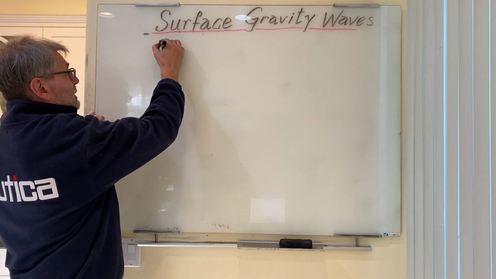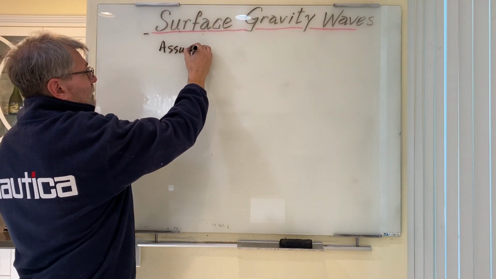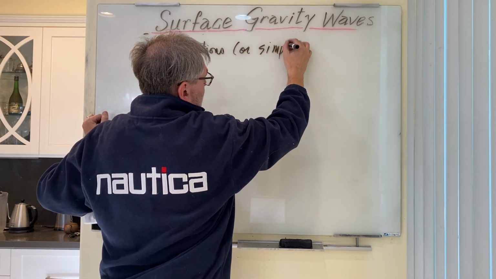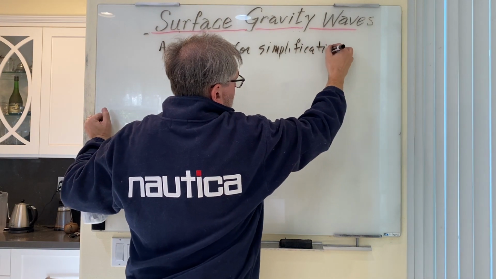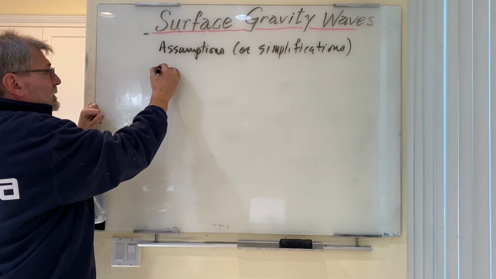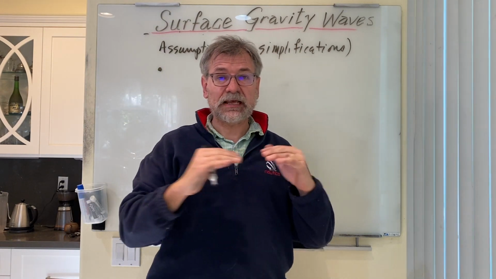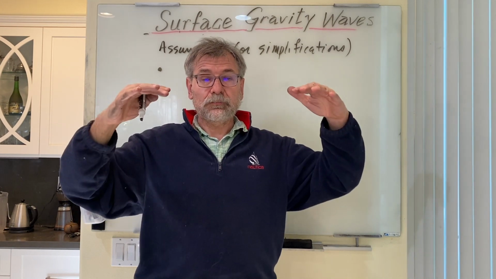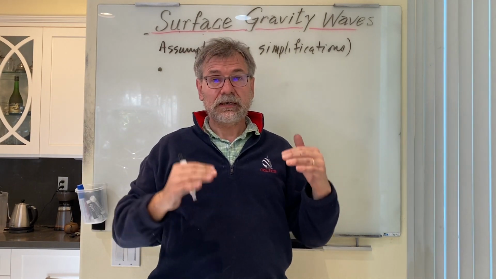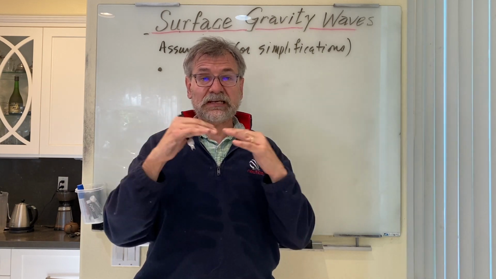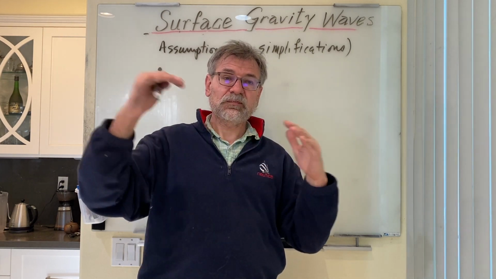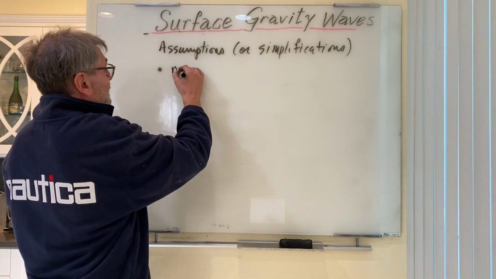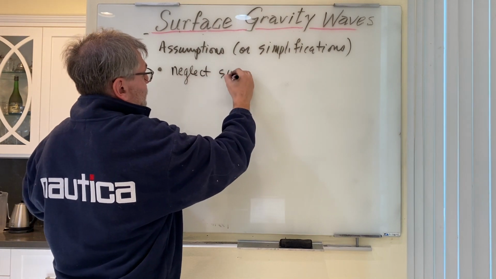The first one, I guess, so assumptions, or maybe just simplifications. The first one, I guess, is that we're going to neglect any surface tension. Remember, the surface gravity waves are displacement of the interface of the water between the atmosphere and the ocean. And so normally there's going to be some surface tension due to the physics of water molecules at the interface. We're going to neglect that. So neglect surface tension.